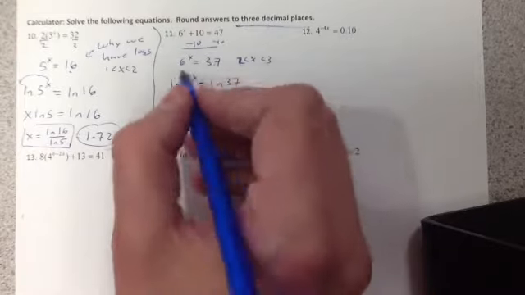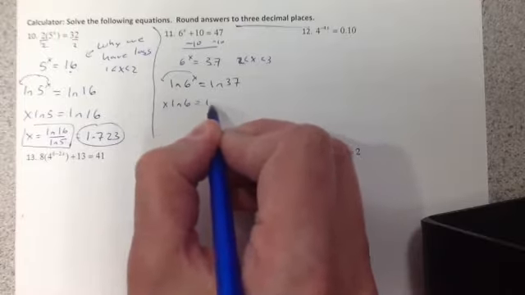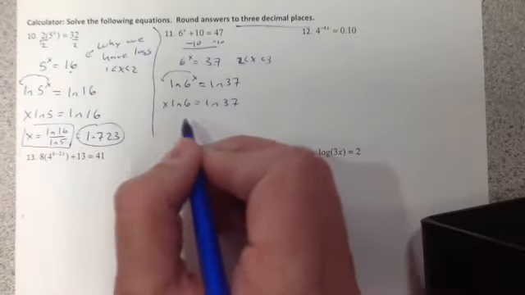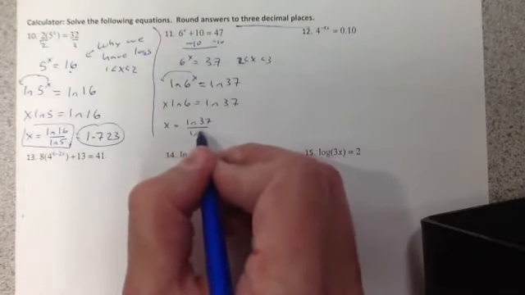What you do to one side, you got to do to the other. Brings down our x, we get x times the natural log of 6 equals the natural log of 37. And then I'm going to divide. I get x equals the natural log of 37 over the natural log of 6.